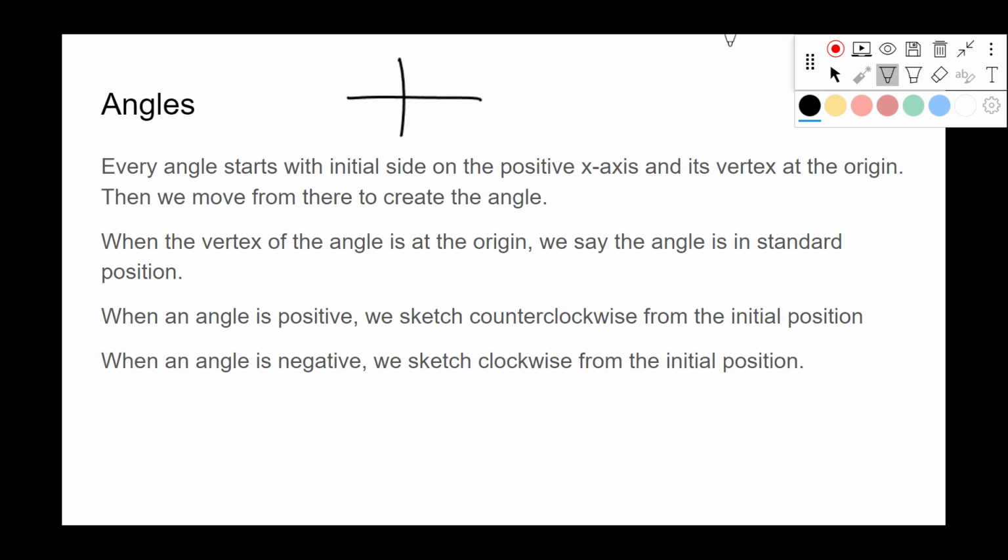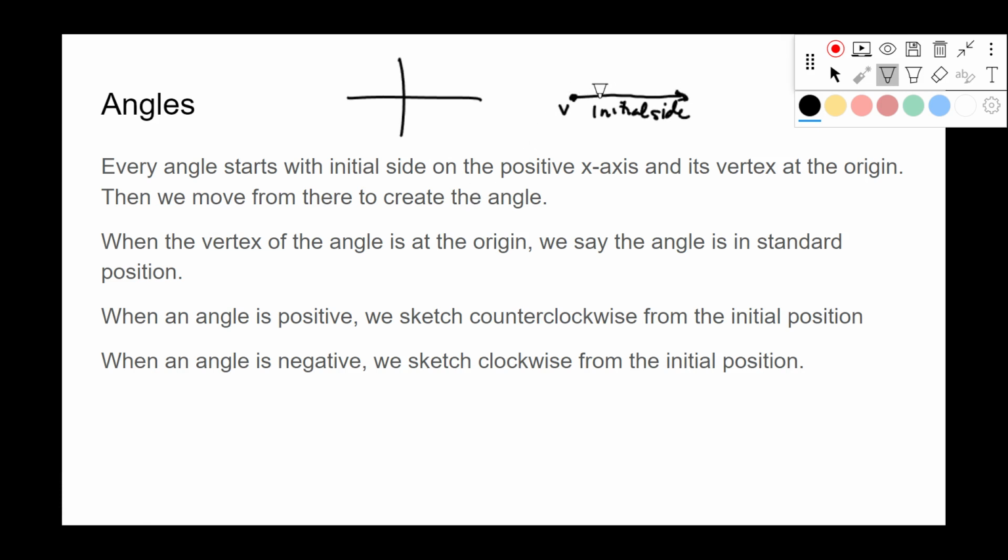So we need to start with some definitions as to how to define angles if we're going to talk about the coordinate plane. Every angle starts with its initial side on the positive x-axis. So this is the positive x-axis, right? There it is. It goes to the right. This is the initial side of that angle. And its vertex is at the origin. The vertex is where the two rays come out from. This is the vertex here. Then we move from there to create the angle. When the vertex of the angle is at the origin, we say this angle is in standard position.